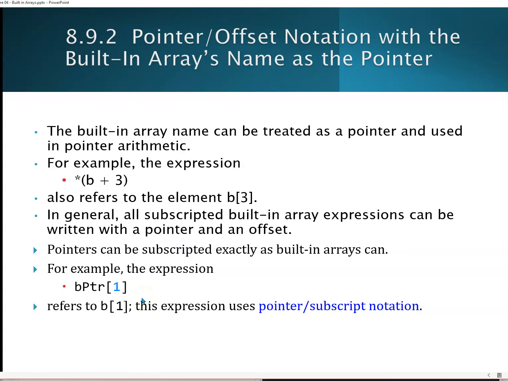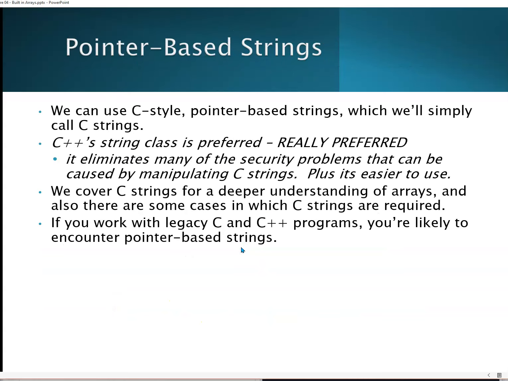The built-in array name can be treated as a pointer and used in pointer arithmetic. For example, star B plus 3 also refers to B bracket 3. Similarly, you can go the other way. B pointer bracket 1 refers to B of 1. This expression uses pointer subscript notation.